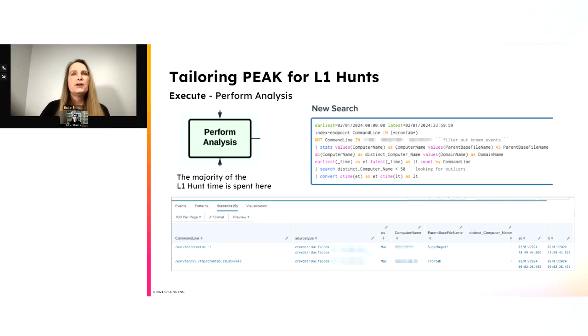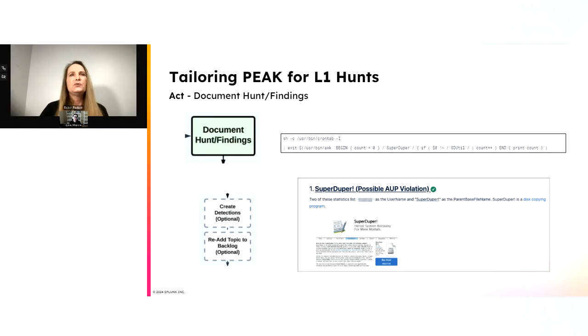So they've looked at all their events, they've performed their analysis. We're in the execute stage of PEAK, and we're going to now move over into the act stage. So this is where the analyst digs in to what they found. They've identified, okay, how is SuperDuper being used? What is SuperDuper? And they find out that it is a disk copying program, not something that we currently use at Splunk, and not something that we really want on an analyst's or on our endpoints. So this turns into what we would call an acceptable use violation.